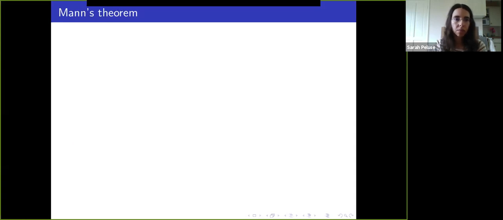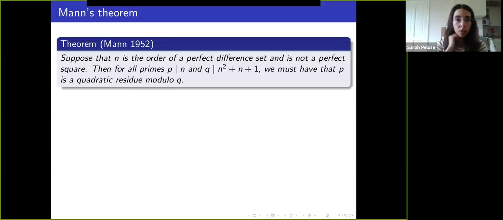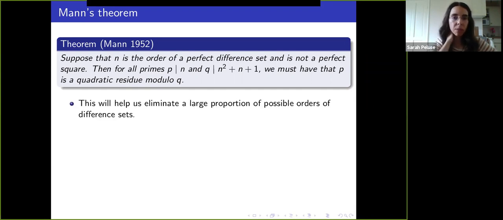So the first of these old results is Mann's theorem. It was proved in 1952. And it says that if n is the order of a perfect difference set and n is not a perfect square, then for any prime p dividing n and prime q dividing n squared plus n plus 1, p has to be a quadratic residue modulo q. So this is going to be a very useful result for us. It'll eliminate basically the majority of possible orders of perfect difference sets, but it's not quite enough.